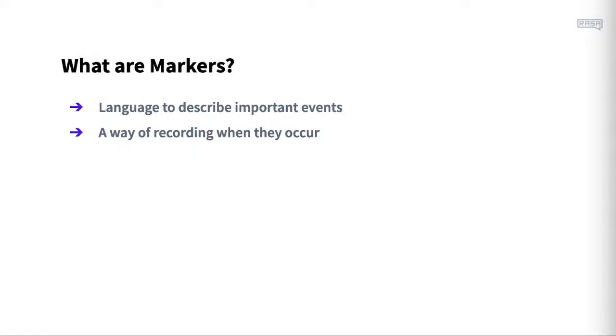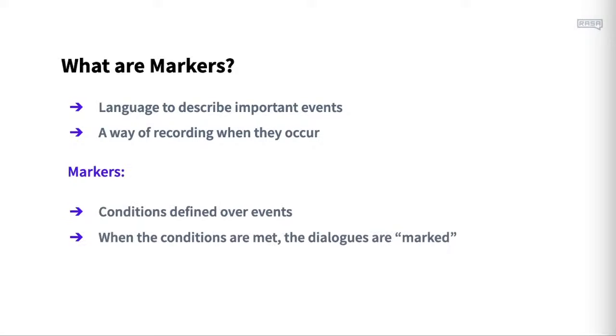Markers does two things. It gives you a language to describe important events in your dialogue, and a method for recording when these important events occur. More precisely, markers are conditions defined over events and applied to the dialogue stored in your tracker store. When the conditions are met, the dialogues are marked for further analysis or inspection. Let's look at an example together.